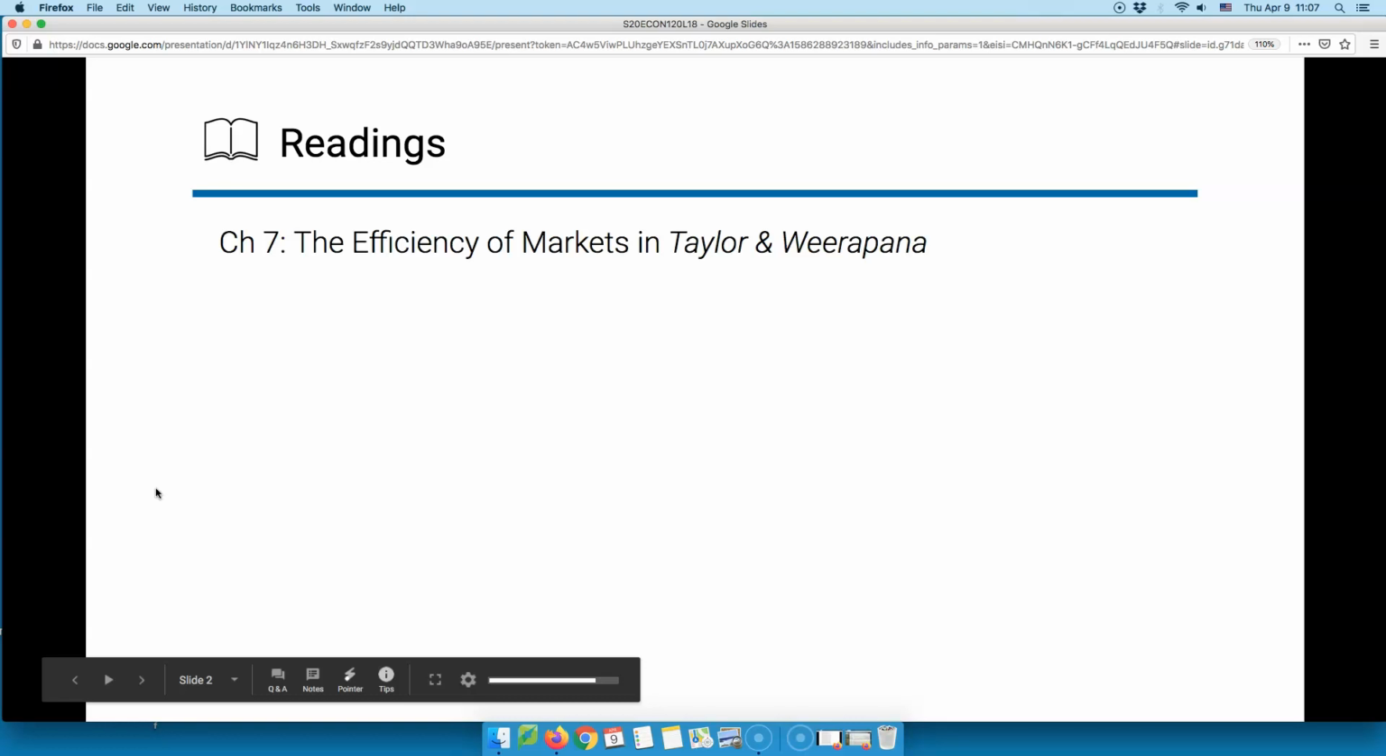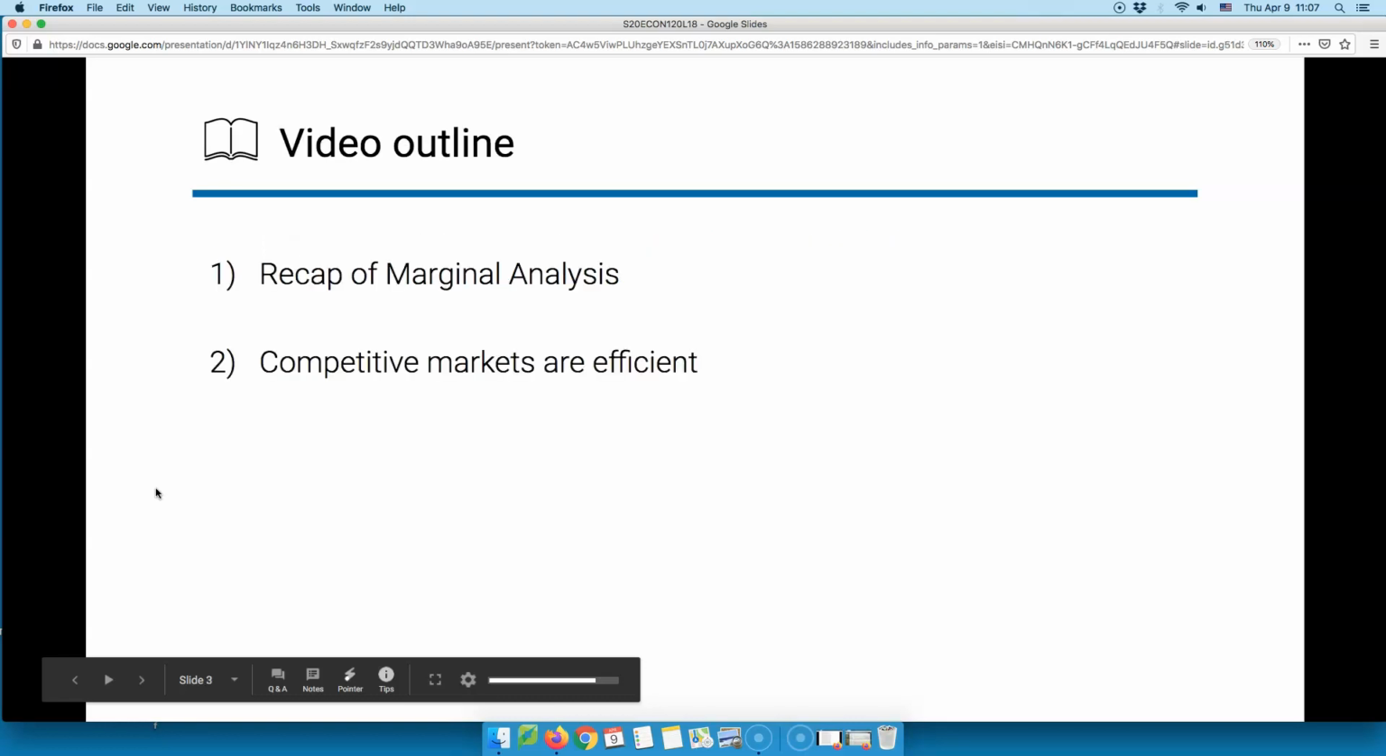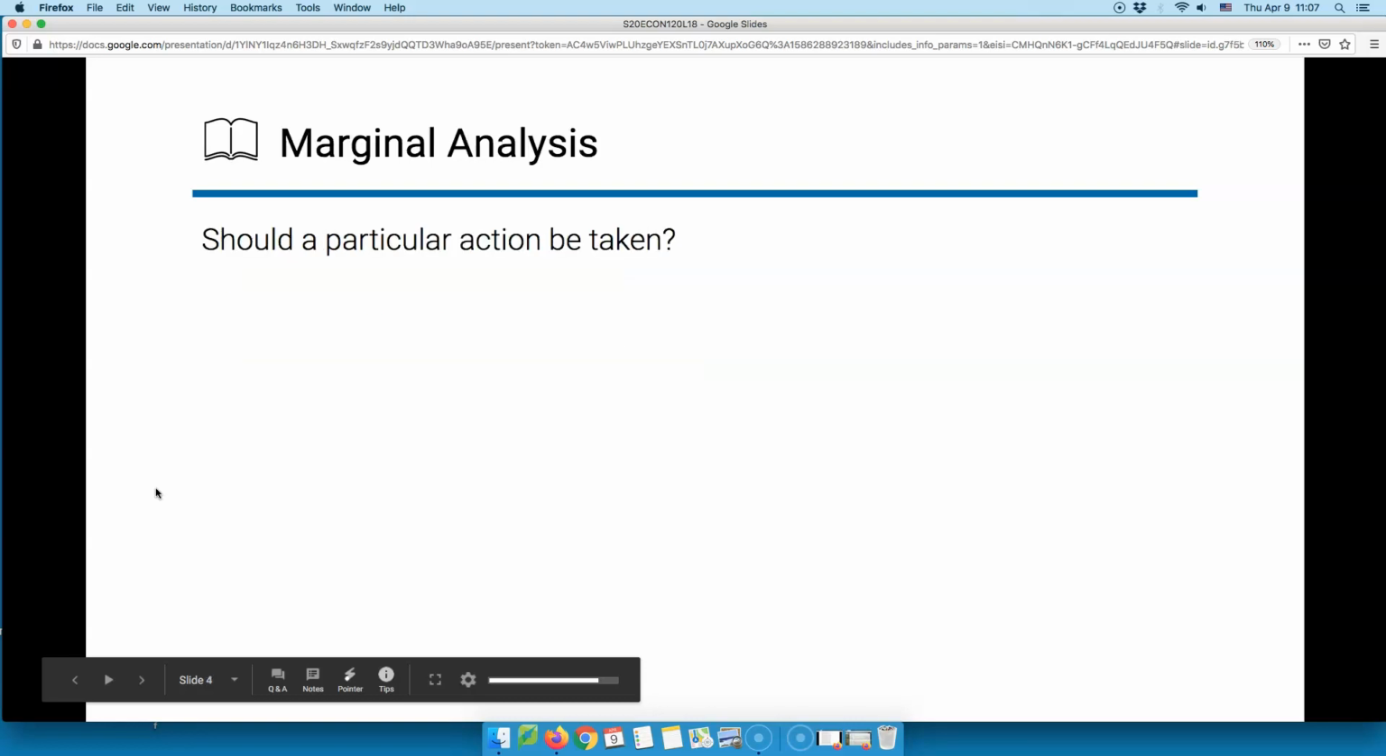And so two things that I want to talk about today. First of all, I want to do a quick recap of marginal analysis, the method that we used in the last couple of weeks, even without naming it this way, and then I'm going to talk about why competitive markets are efficient. And so let's begin with marginal analysis.